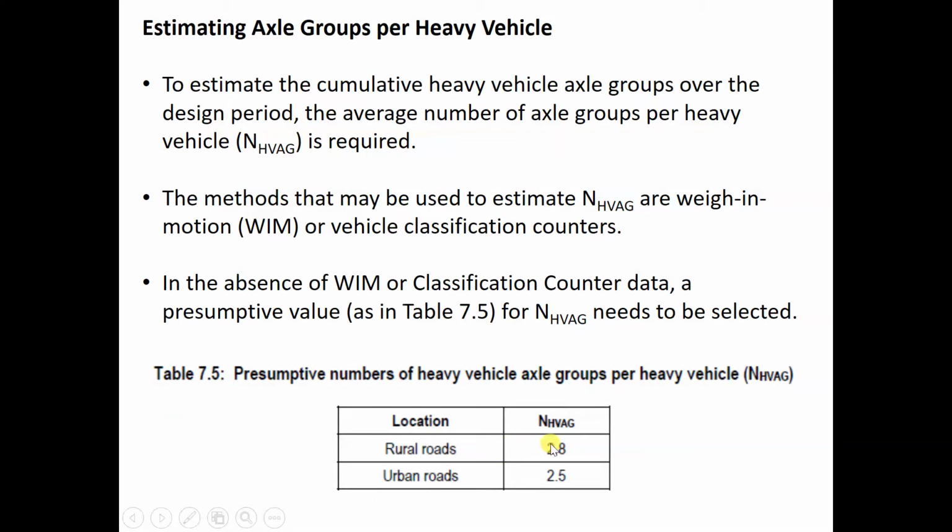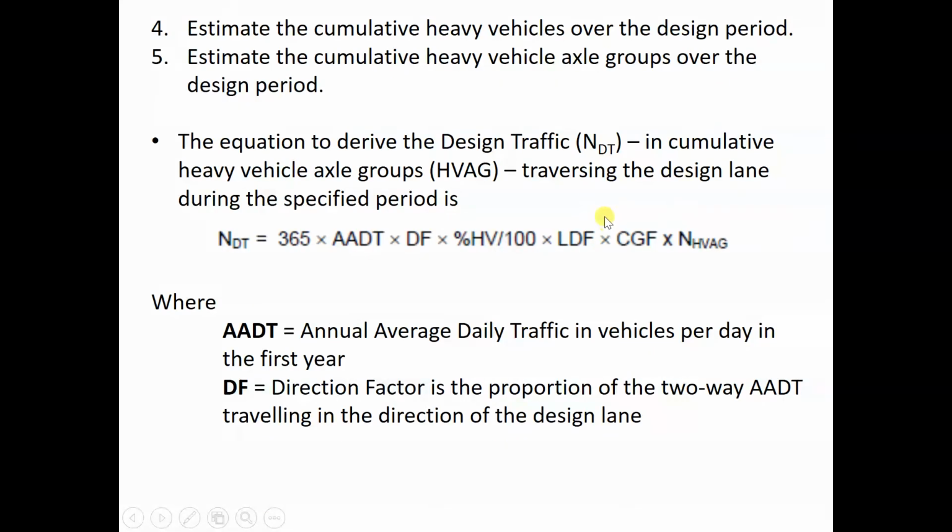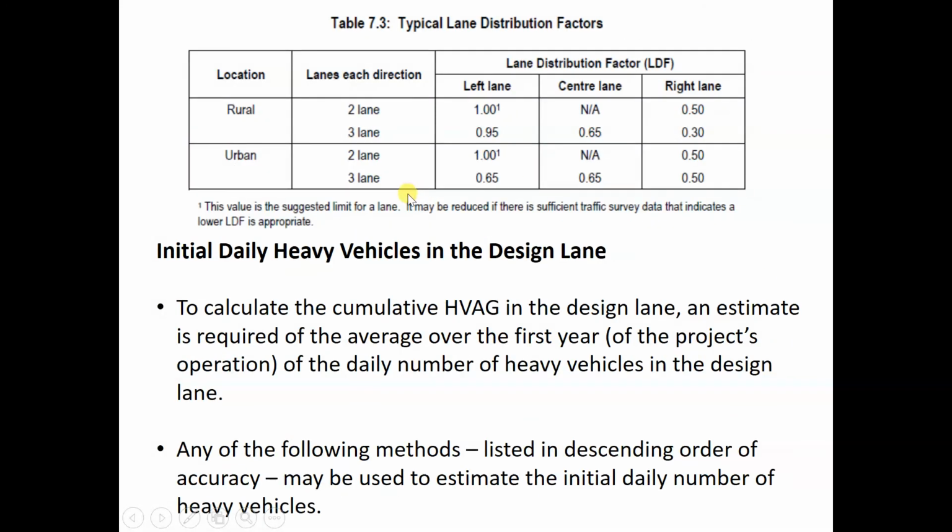So for the rural road, the average number of axle groups per heavy vehicle is 2.8. For the urban road, it's about 2.5. Okay, NHVAG, the axle group per heavy vehicle. This one, the NHVAG, is also inside this formula, so you multiply by the average number of axle groups per heavy vehicle. Then this one will contribute to finding the cumulative heavy vehicle axle group later on.